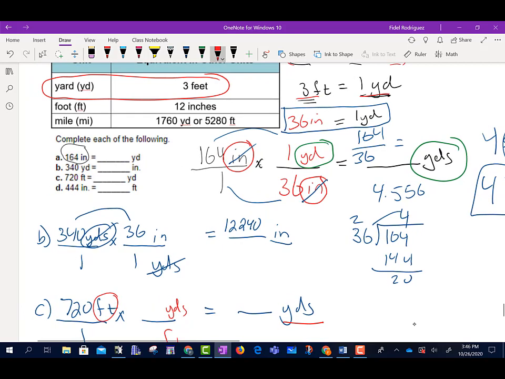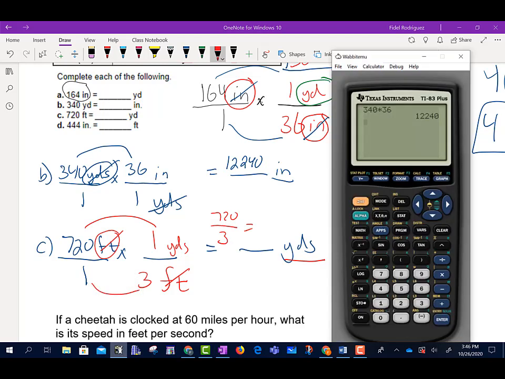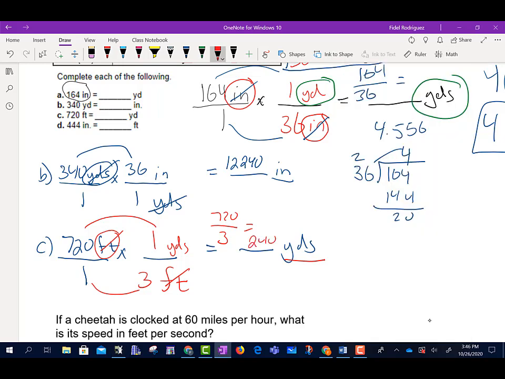So 3 feet is the same thing as 1 yard. These units of feet are going to cancel. I'm going to multiply straight across. That's going to give me 720 over 3. Let me take my calculator: 720 divided by 3. And we come up with 240 yards.